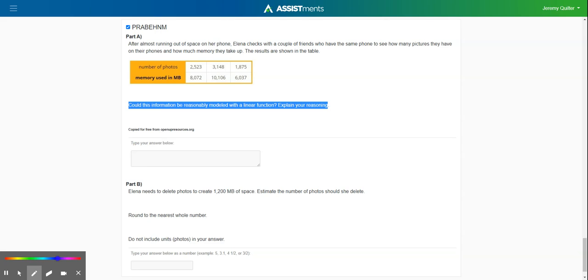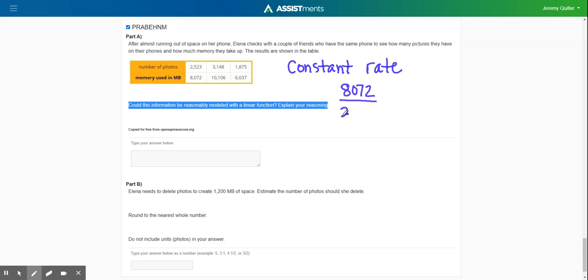First and foremost, I want you to think about constant rate. This is a proportional value because if you have 0 photos, there should be 0 memory used for that. And so what we really want to look at is comparing how much memory is being used per photo as we look at these values, meaning comparing this one to 10,106 divided by 3,148. That's a 4, I promise.